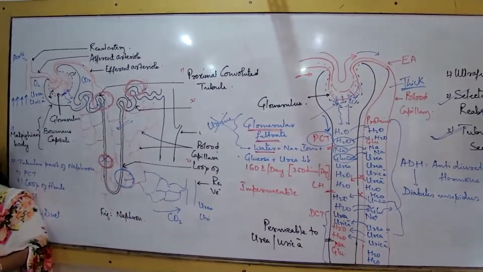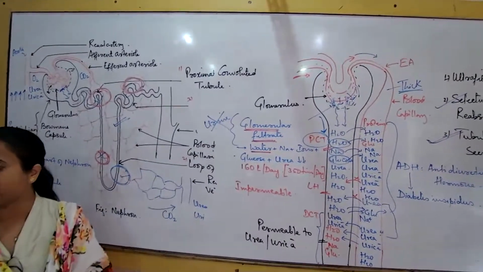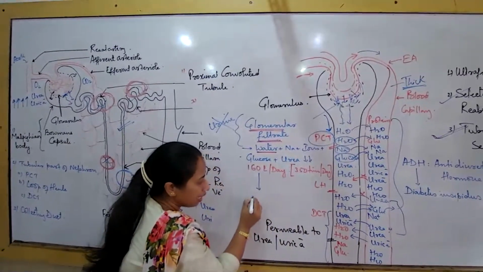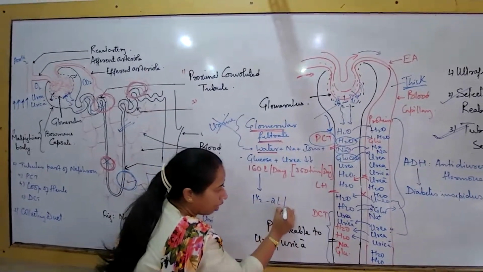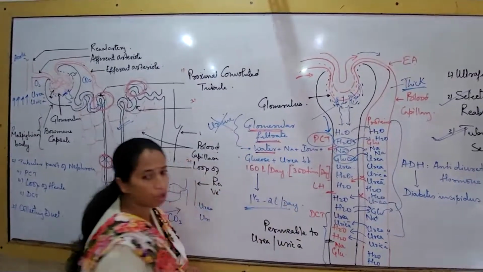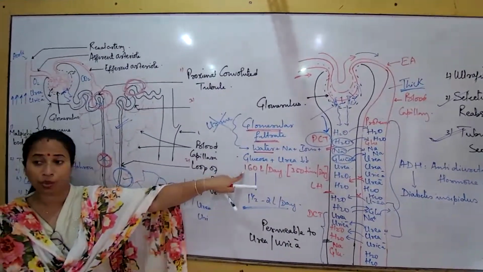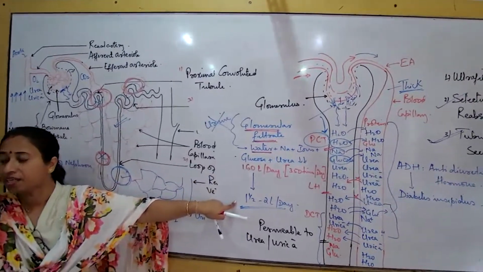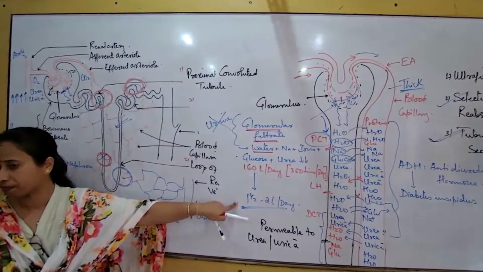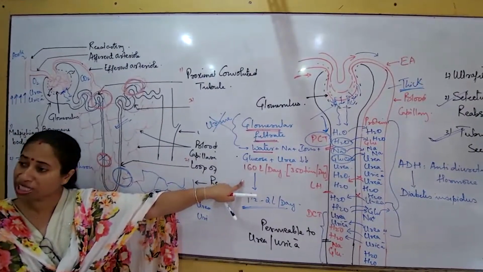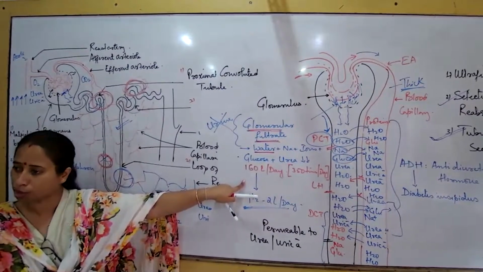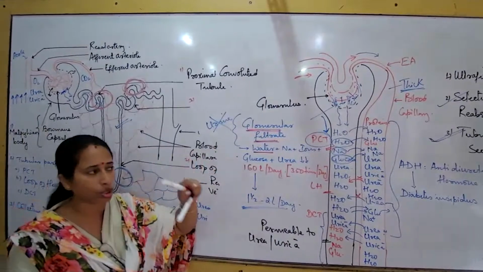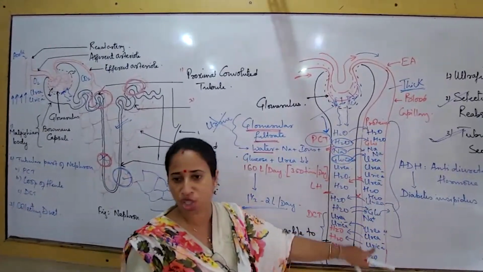Frequent urination. On an average, how much urine can a normal individual's body release? Nothing more than 1.5 to 2 liters per day. That is normal. Out of the 160 liters formed every day, only 2 liters can our body afford to lose. How much reabsorption is happening? Almost 98%. Why is it necessary to reabsorb 98% of the fluid and ions? To maintain the volume and the composition of the blood.